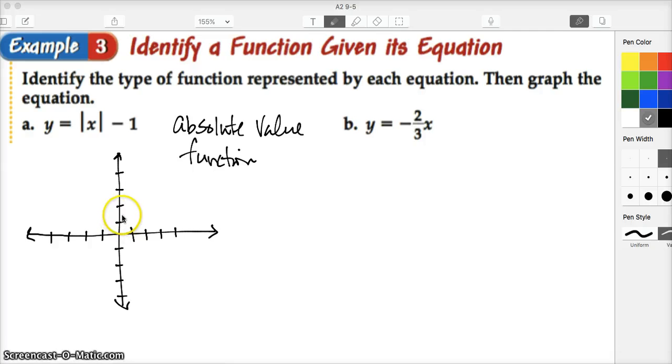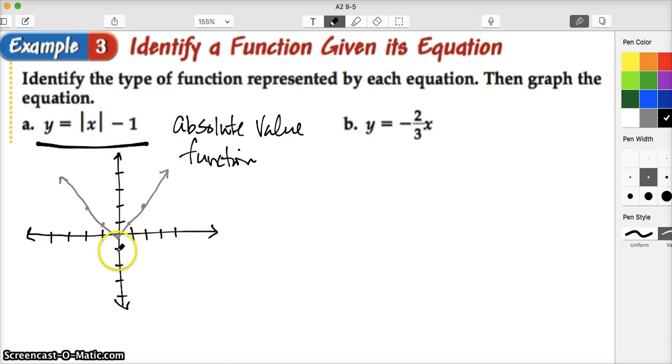Sometimes it's helpful to draw what I like to call the parent graph, or the function form that we saw in the chart above. And so we know that y equals the absolute value of x looks something like this. But when I actually draw the graph that we're asked to draw here, I know that this minus 1 means to drop it down 1 point everywhere that I have a y value.